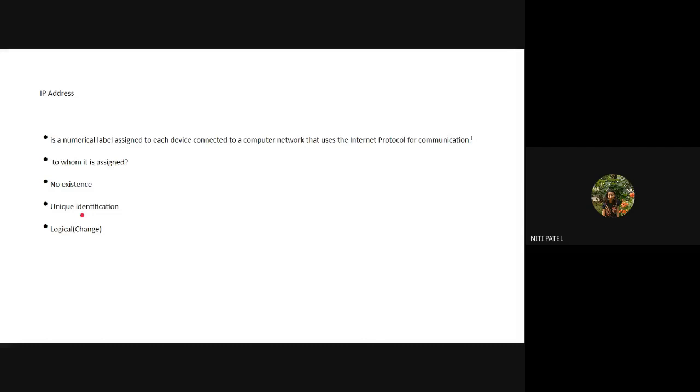So every machine that gets connected will have some kind of unique number. That number will never be the same if you are at the same location within the same network. So we also call it a logical address, and it keeps on changing if you change the network or change the location.